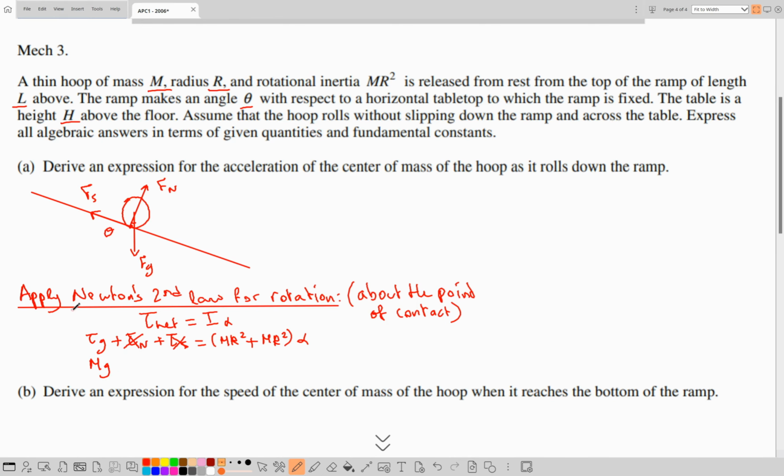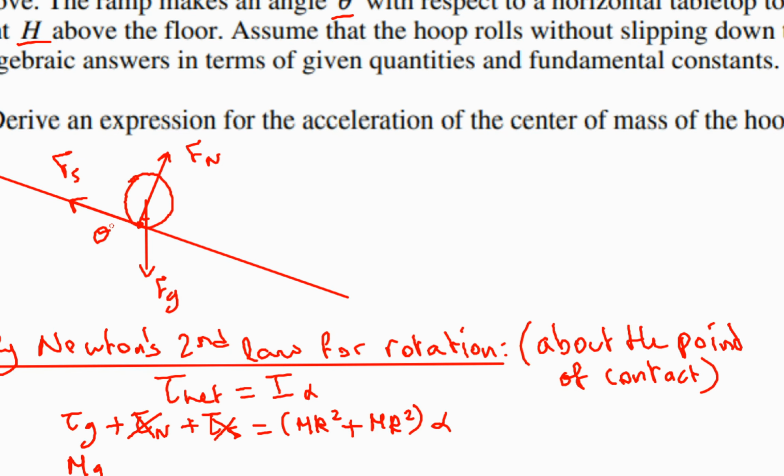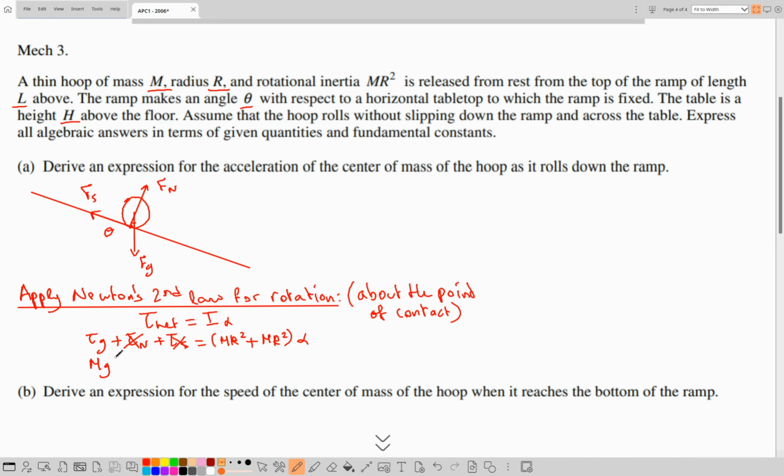So that would be mg multiplied by the distance from the point of contact to the point of application of the force, which is R, multiplied by sine theta, equals 2MR squared. But because we are interested in the linear acceleration, not the angular, we know that they are related to each other via alpha equals a divided by R. So that would be a divided by R. Now R cancels with the power 2, R cancels with R, and M cancels with M, and the acceleration in this case is given by half g sine theta.